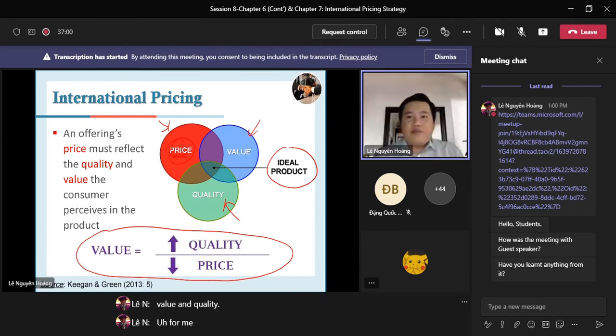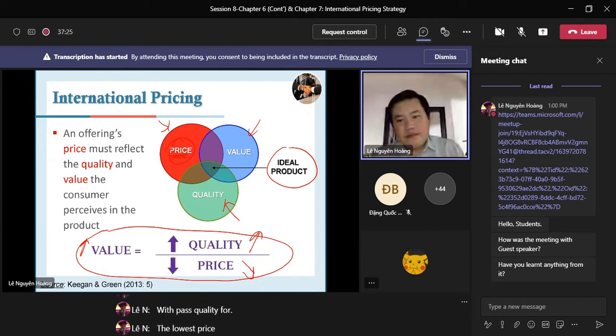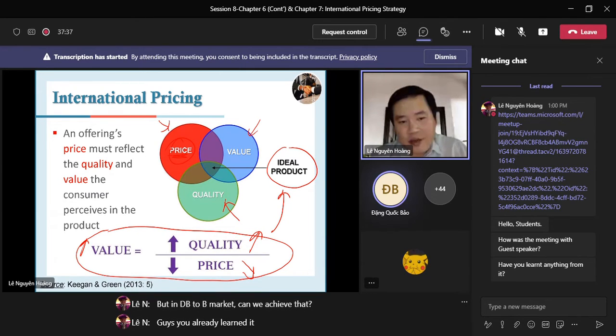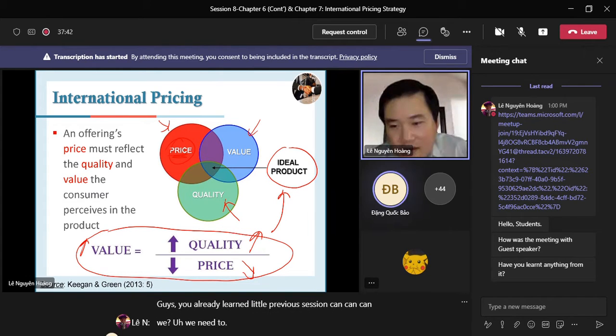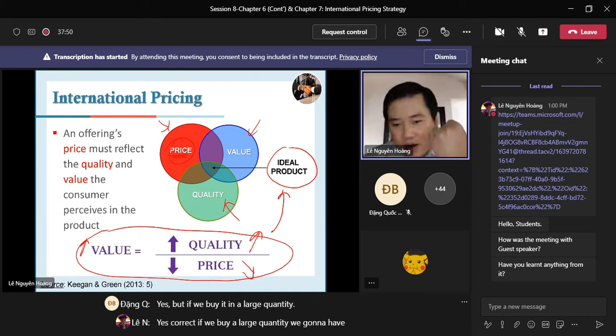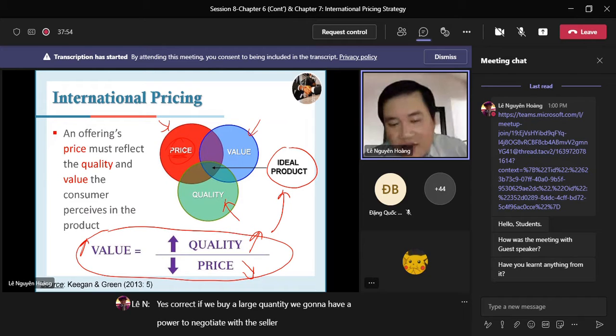For me, a product with the best price, best quality, and best value should be called in your dream. It's very difficult to happen in reality. Best value with best quality for the lowest price. This is called the ideal products. But in the B2B market, can we achieve that? Guys, you already learned in the previous session. Yes, if we buy it in a large quantity. Correct. If we buy in a large quantity, we have the power to negotiate with the seller to obtain the highest quality with the highest value for the lowest price.